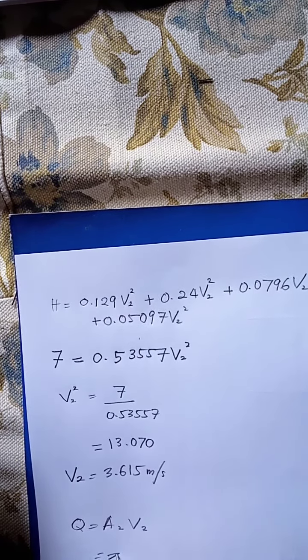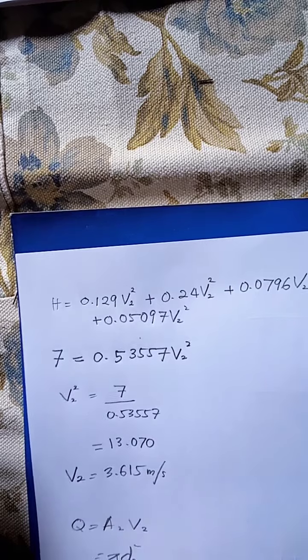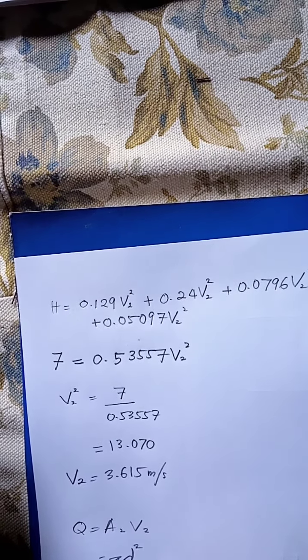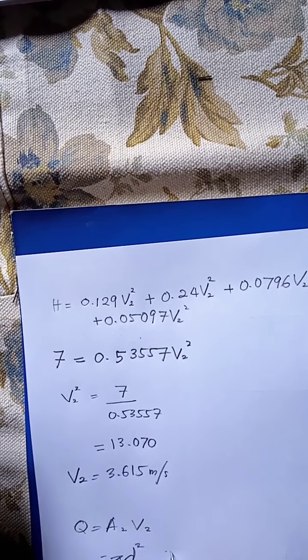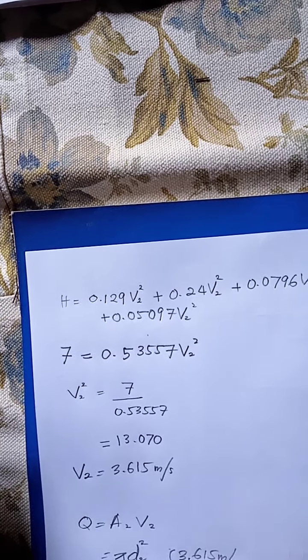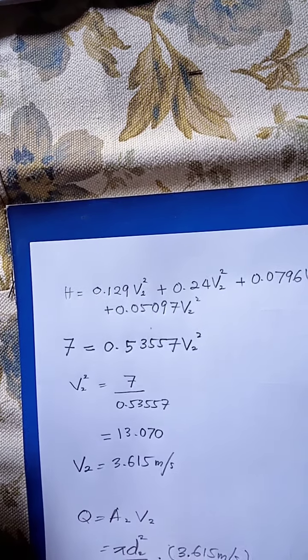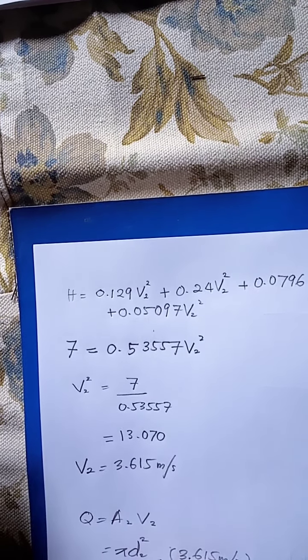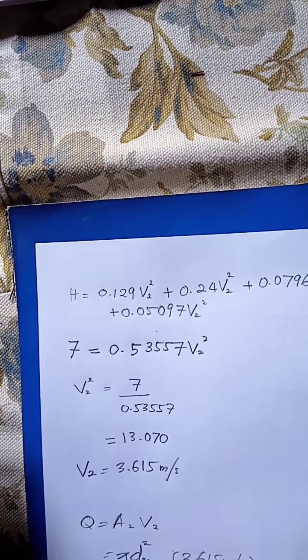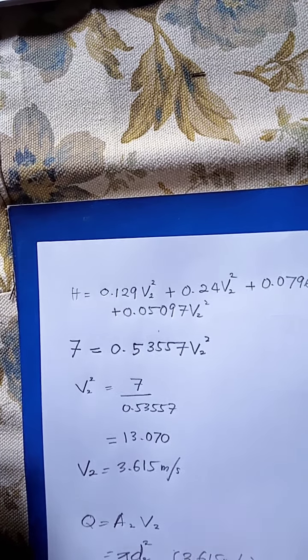So Q is equal to A2 V2, so pi d2 squared over 4 times V2, where V2 is equal to 3.615 meter per second. So we have here 0.574 meter cube per second. Okay, that's it.